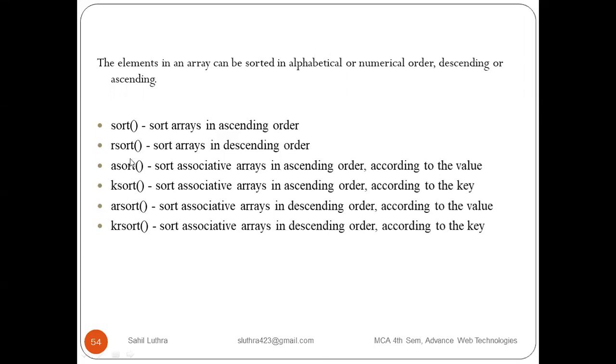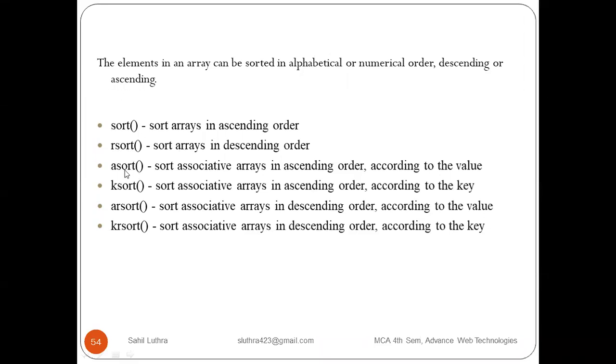The next one is rsort. The rsort function is basically used to sort our array in descending order. Ascending order starts from the top to bottom, and descending order starts from the bottom to top. So whenever we write rsort, it means that we are going to sort our array in descending order.